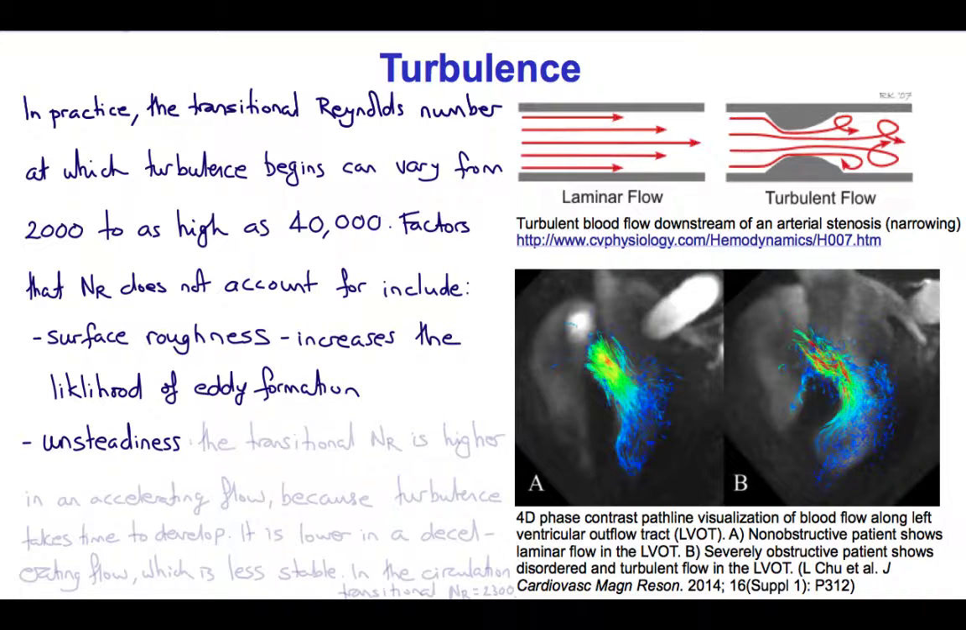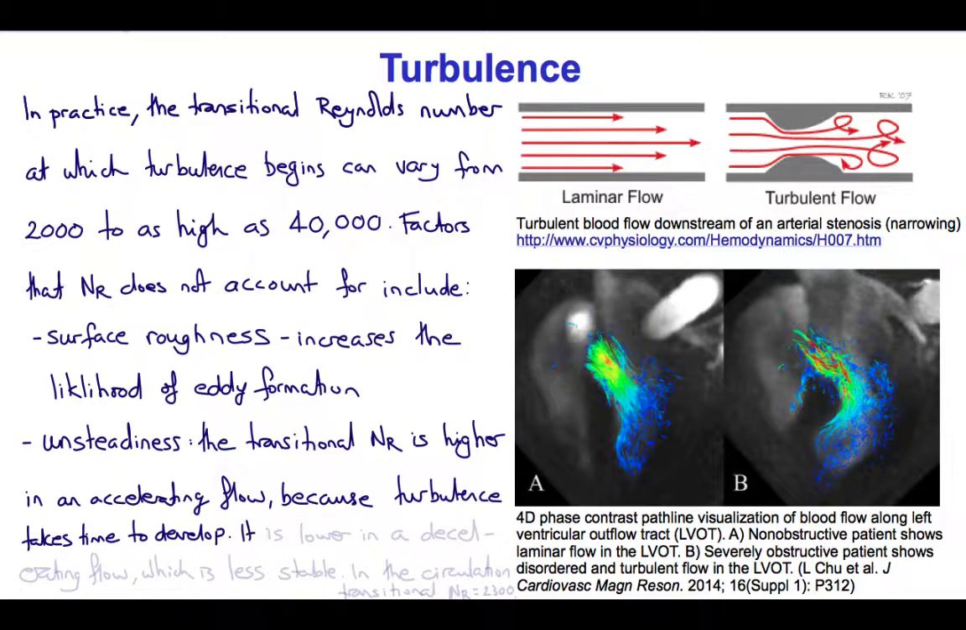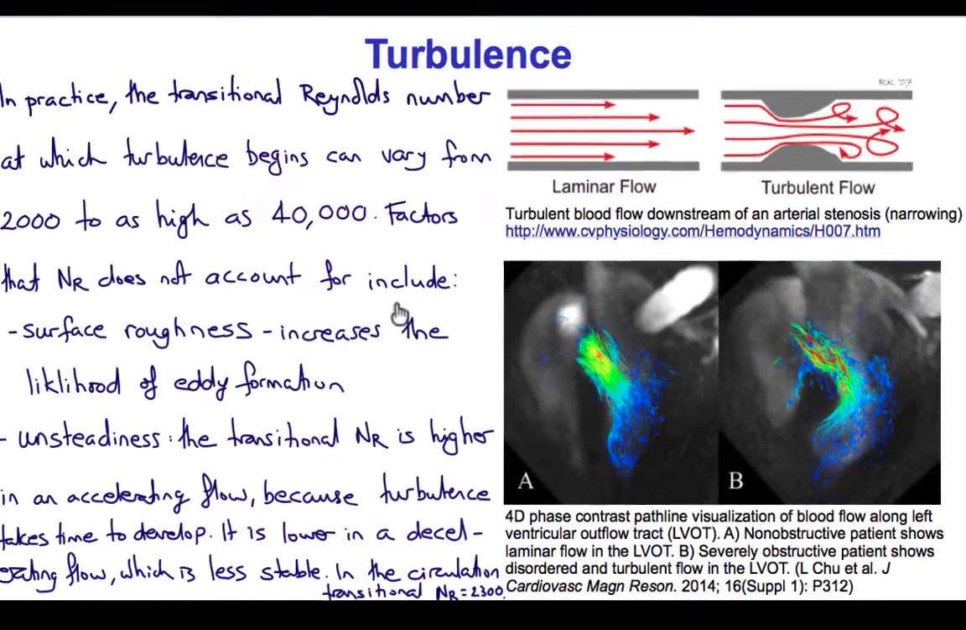Another determinant is unsteady flow. The transitional Reynolds number is higher in an accelerating flow because turbulence takes time to develop. On the other hand, it's lower in a decelerating flow, which is less stable. In the circulation, the transitional Reynolds number at which turbulence occurs is approximately 2,300. Now, the highest Reynolds number in the circulation can be 4,000, which suggests that there are parts of the circulation where turbulence is seen.